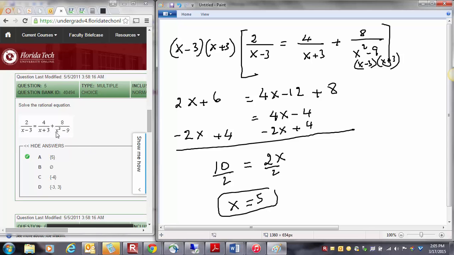Does x equals 5 make any changes to the denominator? 5 minus 3 is 2. 5 plus 3 is 8. 25 minus 9 is 16. So now none of them is going to be 0. So 5 is the answer. Let's go to the next question.